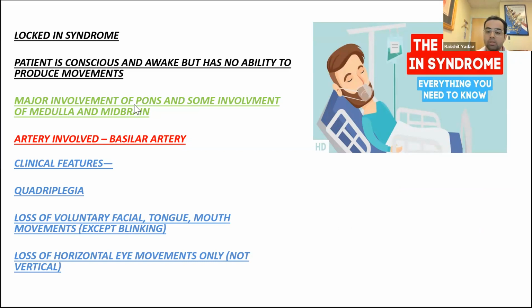The artery involved in locked-in syndrome is the basilar artery, and the clinical features seen in the patient are quadriplegia. Then you have loss of voluntary facial, tongue, and even mouth movements, but blinking will always be present in this patient. So you might think the patient is all right according to the family members because they always argue that my patient is blinking, so he must be all right. There is no need for any further evaluation. But you cannot confuse yourself due to this blinking aspect. Then there is loss of horizontal eye movements.